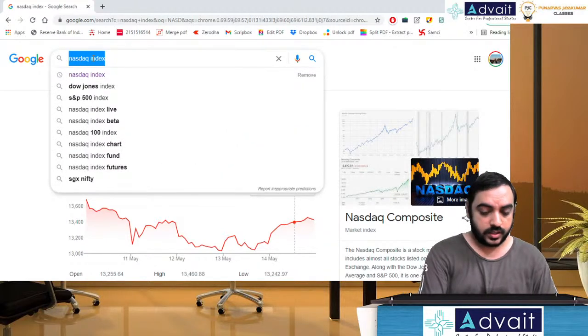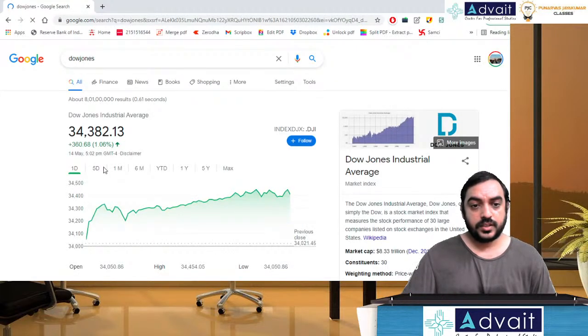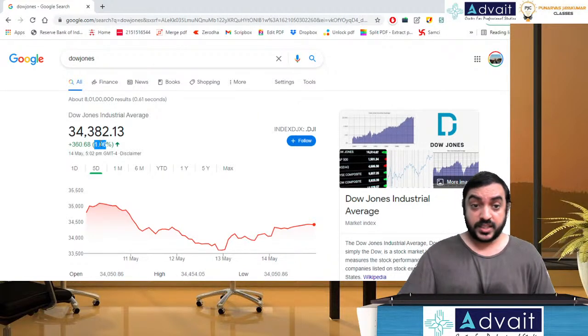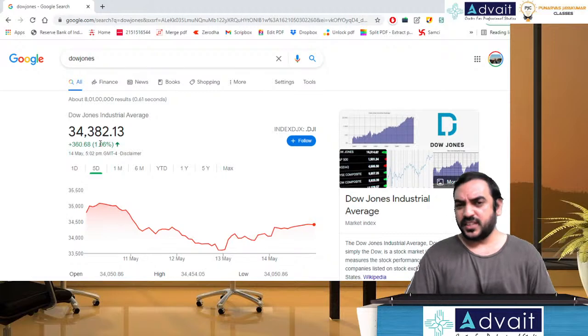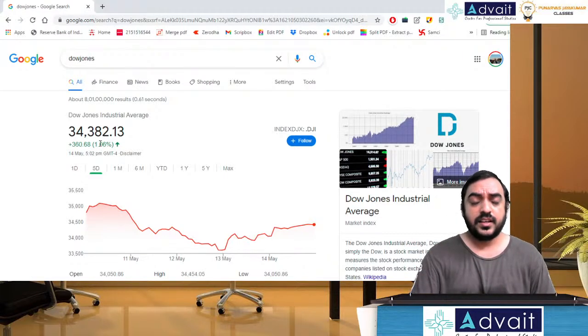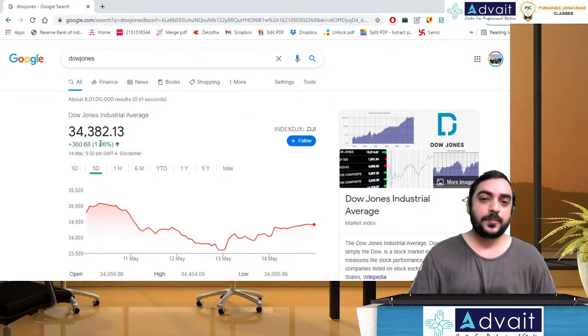Let's look at Dow Jones in the last 5 days. A very similar pattern. So it is flat. No doubt in the last day it was up, but on a week to week basis it was down and it is up. So I will just say that the global cues are flat. I'm explaining in a simple manner.